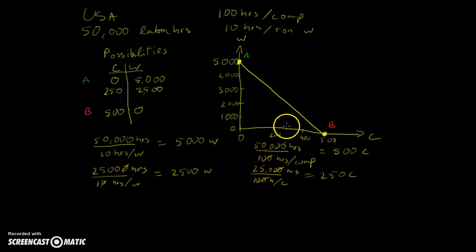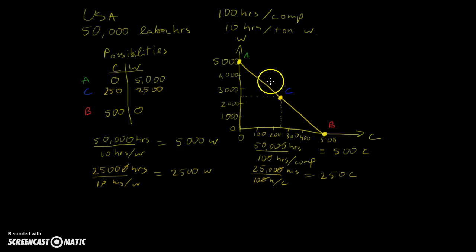So where is this point? Well, this must be 300 right here. This must be 100 right here. So 250 would be right here somewhere. And similarly, 2,500 tons of wheat would be right here. So this is the point that we have just drawn, where the US splits half of its time into wheat production and half of its time into computer production. So why don't we name this point also? Let's name this point C and plot C right here.